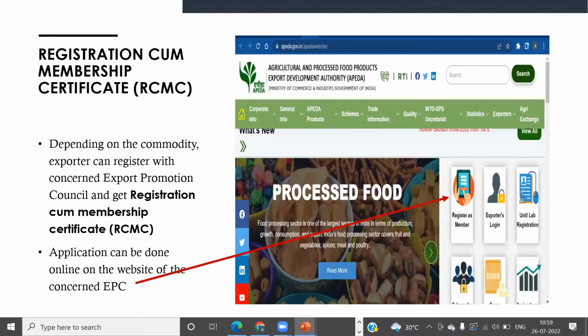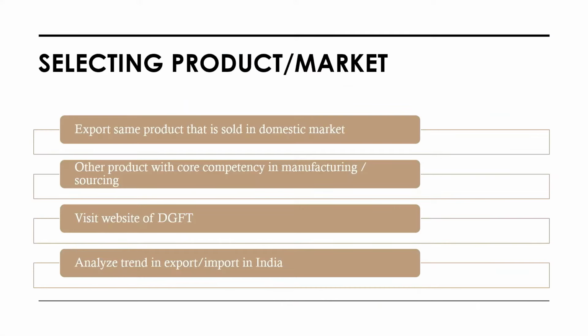Exporter can also register with concerned Export Promotion Council to obtain registration cum membership certificate or RCMC. RCMC is required to avail any kind of benefit as per foreign trade regulation of our country. For example, if an exporter is dealing in agricultural product, he can register with APEDA or Agricultural and Processed Food Export Development Authority. After all the registration formalities, most important step is to select a product for export and a market where product can be exported.